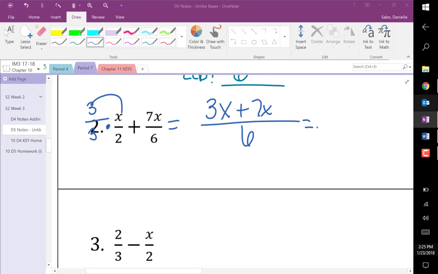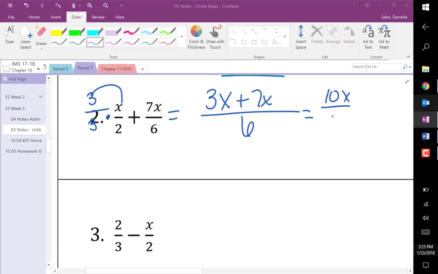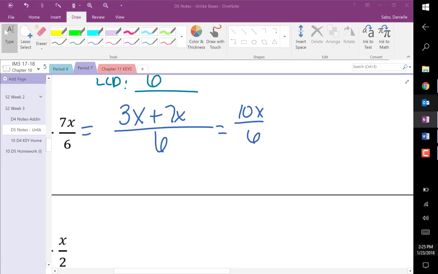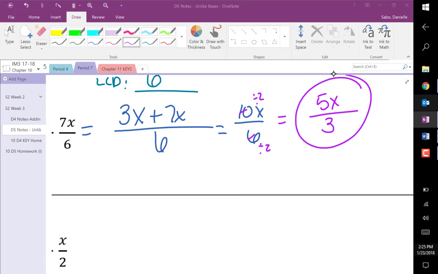All right, well, what's 3x plus 7x here? 10x. Now, if you got this far, awesome, so proud of you. However, is there something else I can do? Yeah, I can simplify. What can I divide both the top and bottom by? 2. So if I divide this by 2, it becomes what over what? 5 over 3. No, 5x over 3. Good job.